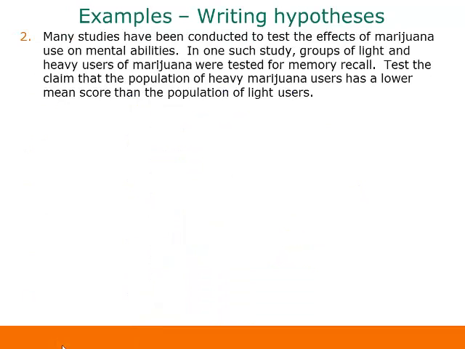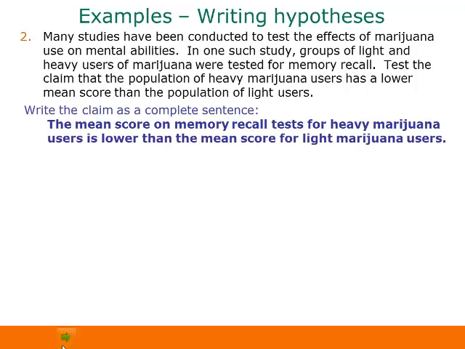Here's another example. Many studies have been conducted to test the effects of marijuana use on mental abilities. In one such study, groups of light and heavy users of marijuana were tested for memory recall. Test the claim that the population of heavy marijuana users has a lower mean score than the population of light users. So first write the claim as a complete sentence. The mean score on memory recall tests for heavy marijuana users is lower than the mean score for light marijuana users.